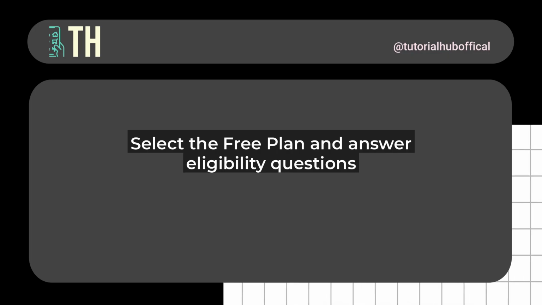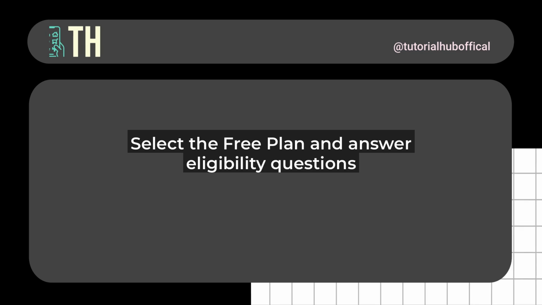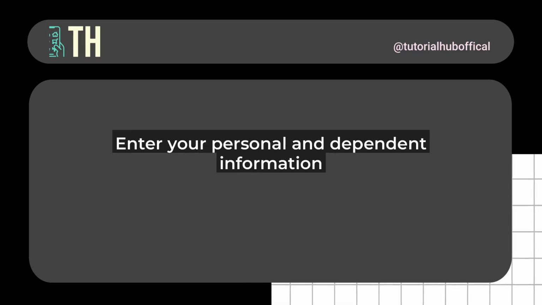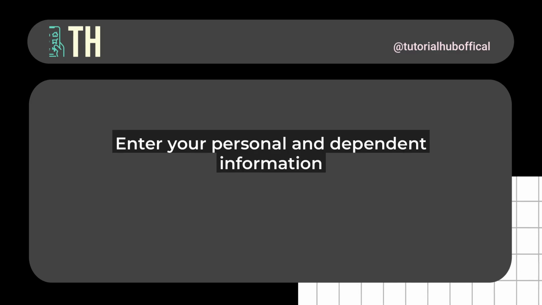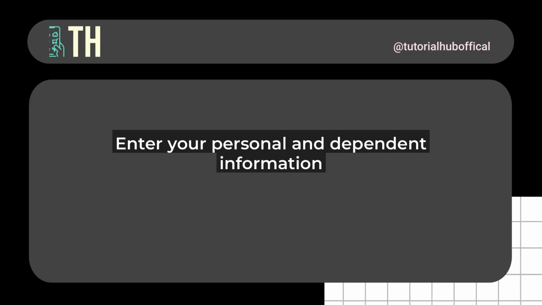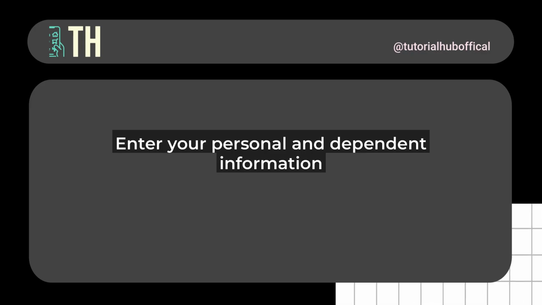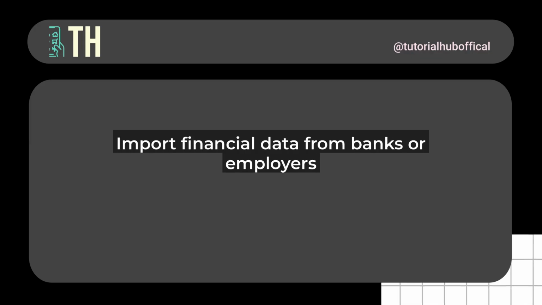Step 3. Enter your personal information, including your name, address, social security number, and details about any dependents. Double-check for accuracy to prevent delays. Step 4. Import your financial data if possible. TurboTax can pull in info from your bank, employer, or previous returns, which saves a ton of time and reduces errors. Step 5. Follow the guided questions about your income, deductions, and credits.